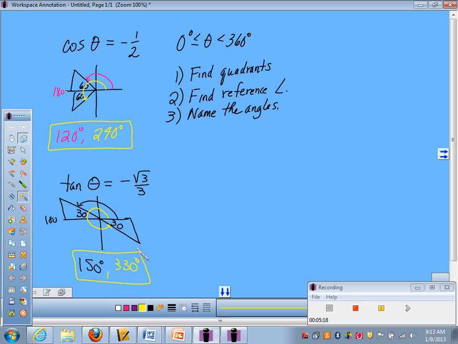Okay, one last one on that. What do you do if it lands on a quadrant line? Suppose I asked you where cosecant is undefined.